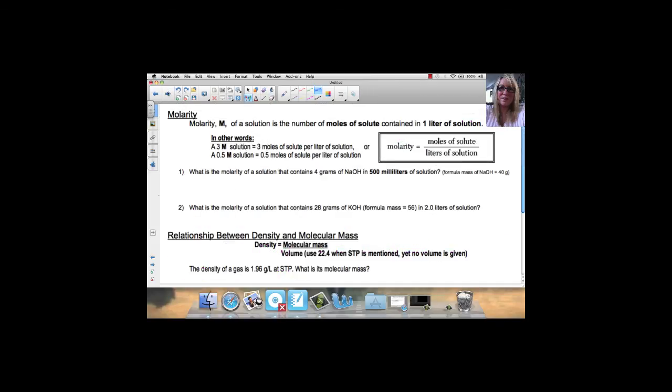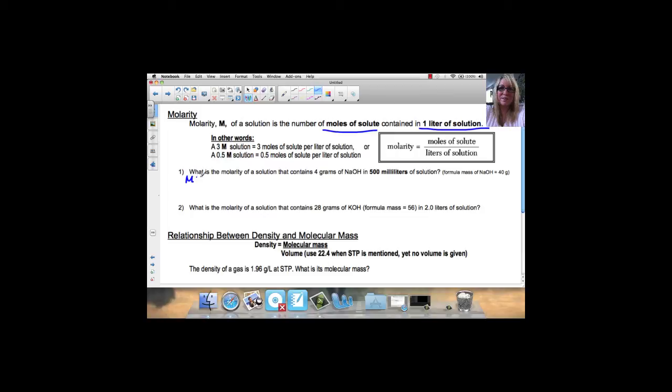Okay, almost done. Let's talk about molarity. Molarity is a concentration term, and it refers to the number of moles of solute per 1 liter of solution. In other words, if I have a 3 molar solution, that's 3 moles of solute per 1 liter of solution. A 0.5 molar solution is 0.5 moles of solute per liter of solution.